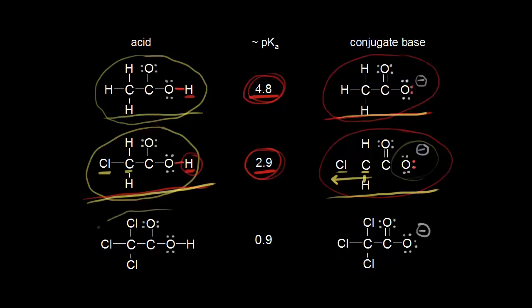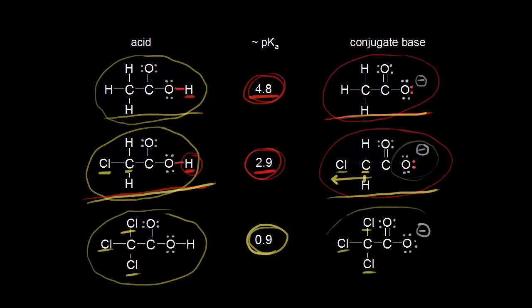And we can see what happens as we increase the number of chlorines. So down here is trichloroacetic acid. We have 3 chlorines. And the pKa has lowered even more, right? Because now we have all of these chlorines here withdrawing some electron density. So all of these electron withdrawing groups, if you will, are withdrawing electron density, and that's stabilizing this conjugate base. That's spreading out this negative charge. So this is the most stable conjugate base out of these 3. Therefore, this is the most acidic compound out of these 3.